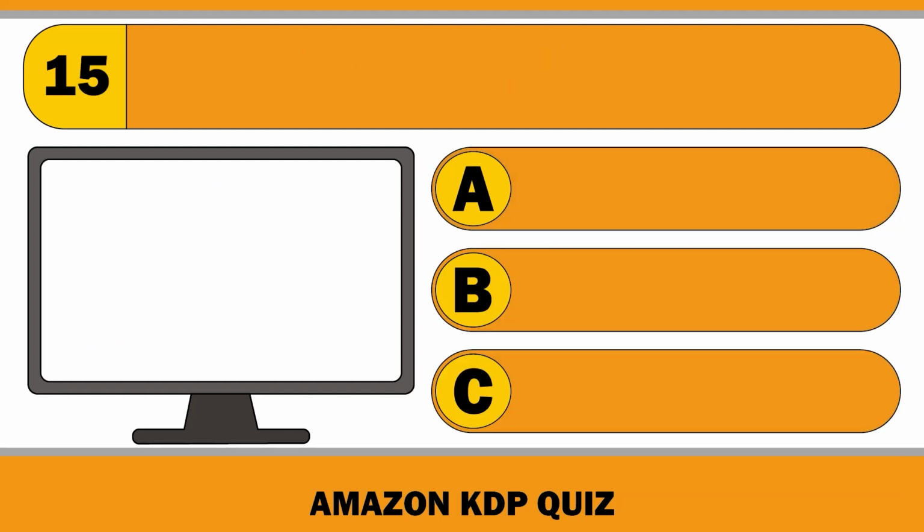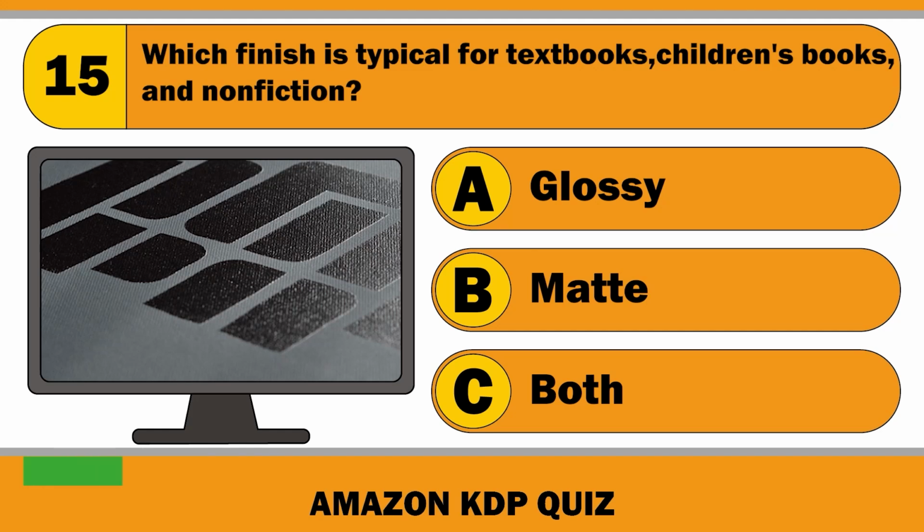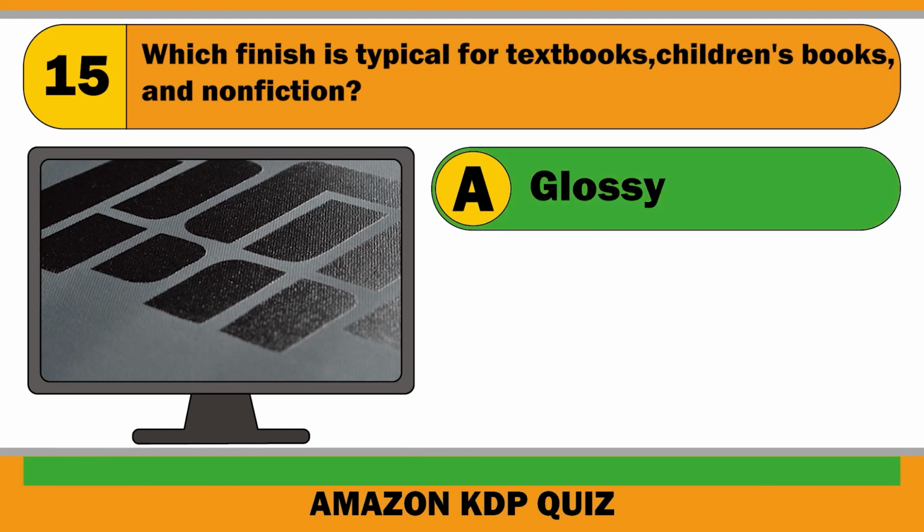Which finish is typical for textbooks, children's books, and non-fiction? Is it glossy, matte, or both? The answer is glossy, because glossy finish is shiny and it makes black covers darker and artwork more striking.